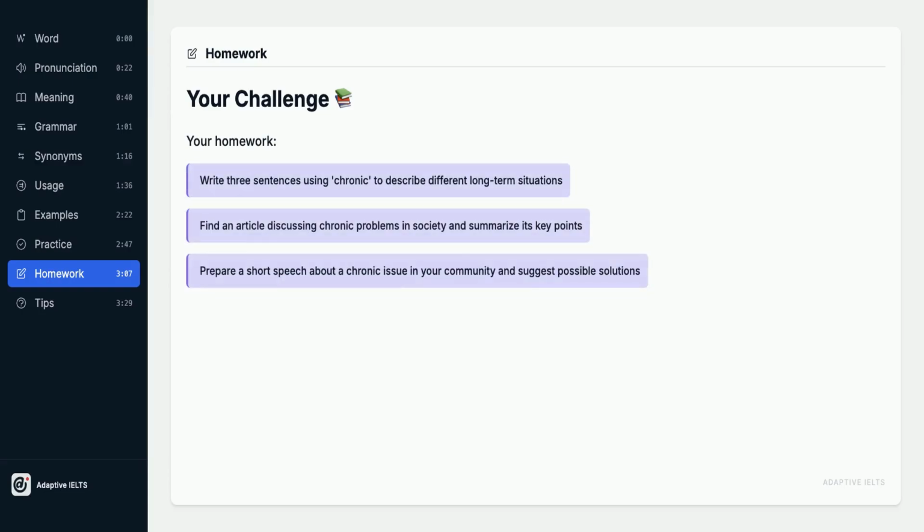Your homework. 1. Write 3 sentences using chronic to describe different long-term situations. 2. Find an article discussing chronic problems in society and summarize its key points. 3. Prepare a short speech about a chronic issue in your community and suggest possible solutions.